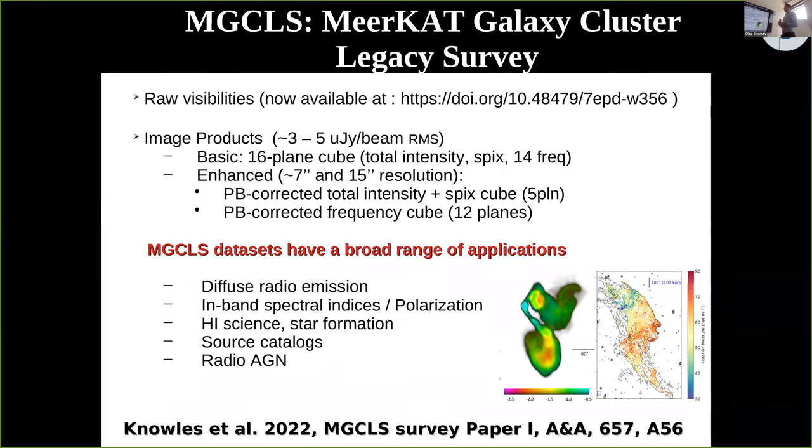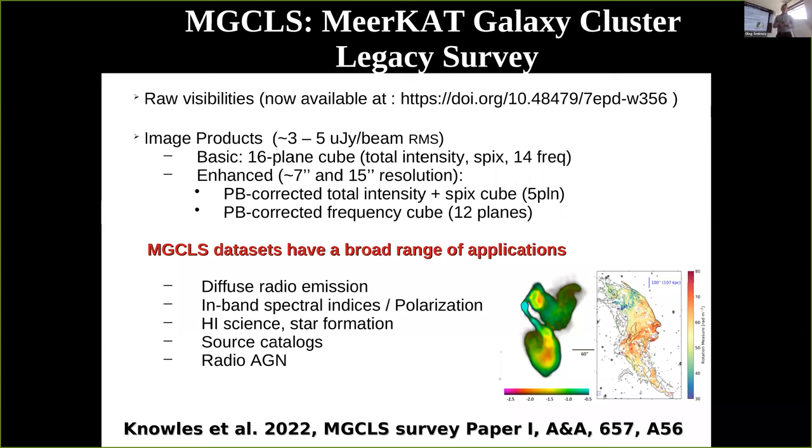So with the survey paper, the raw visibilities are now open to the public in the community. It contains image products that have from 3 to 5 microjanskys per beam RMS. We have the basic image products, the 16-plane cube that consists of total intensity, the spectral index, and 14 frequencies. The enhanced image products are divided into two sets: the normal resolution at 7 arcseconds, and the lower one at 15 arcseconds. All of them have a primary beam corrected total intensity and spectral index cube, 5-plane cubes, and PB corrected frequency cubes of 12 planes.